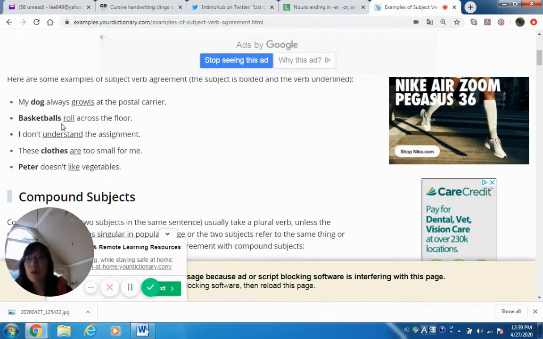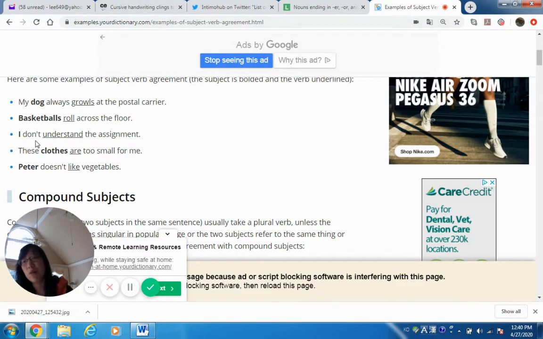Basketballs roll. So there's an S, so this is a plural subject. So you don't need S. The basketballs roll across the floor. Now, I don't understand. Now there are two verbs, do and understand. Always, the first verb is the helping verb. When there are two or more verbs in a sentence like this, the first one is always the helping verb. The second one is the main verb. So understand is the main verb. I do not understand. I don't understand.